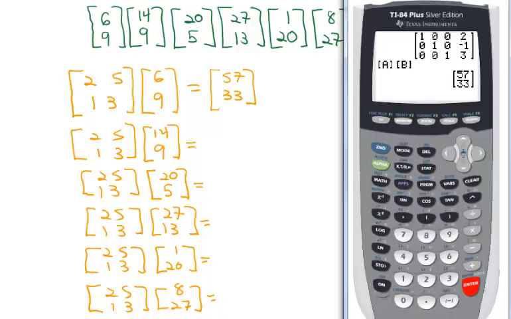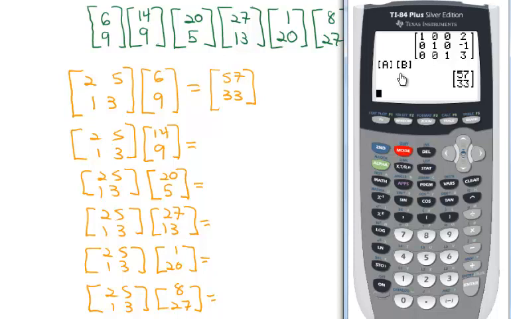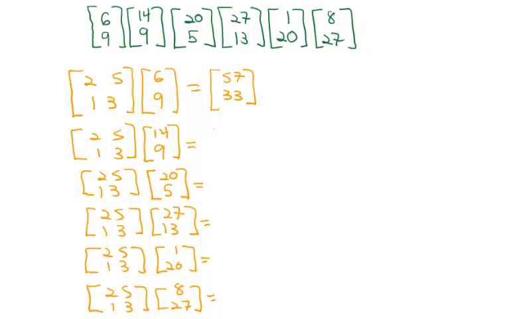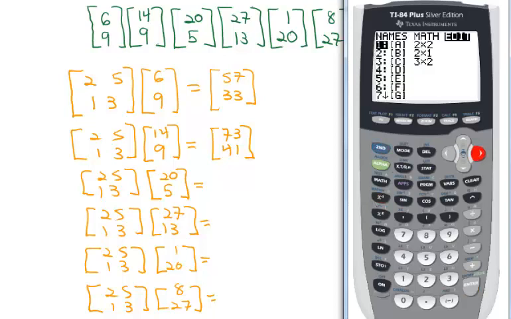Now we'll do the next matrix. Second matrix, we just have to change matrix B. It's still a 2 by 1 matrix, but this time it's 14, 9. Second quit. And what's nice here is we're going to do AB again, so instead of typing AB again, we're just going to hit Enter one more time. It retypes what we typed previously, this time giving us 73, 41. And then we keep going down the line.